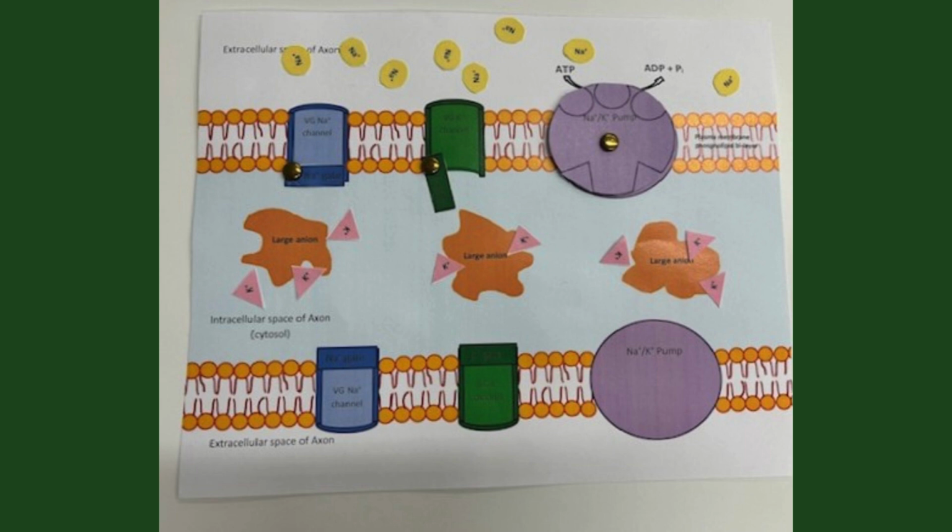We find that sodium molecules, represented by the yellow circles, are outside the plasma membrane because the ligand-gated sodium channel has not yet opened. Inside the cell, potassium molecules, our pink triangles, are attracted to the negatively charged large anions, the orange blobs. The voltage-gated potassium channel is slightly open, known as a leaky gate, allowing potassium to slowly enter the cell.